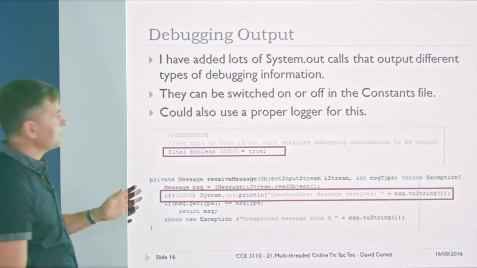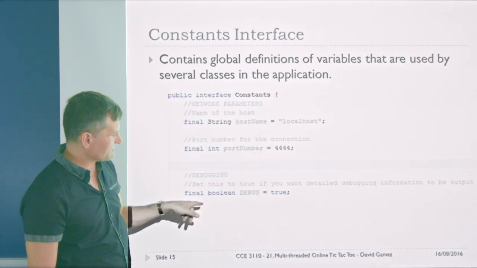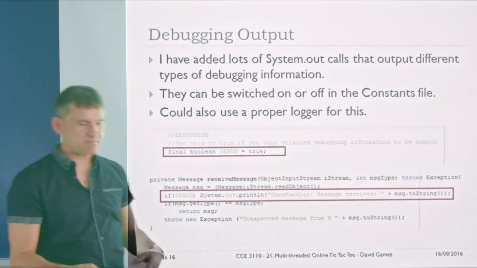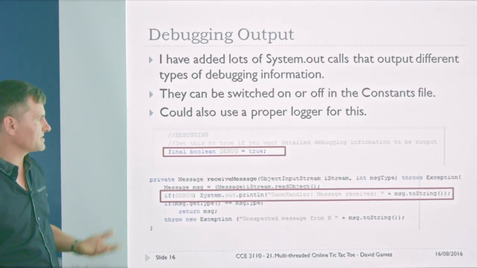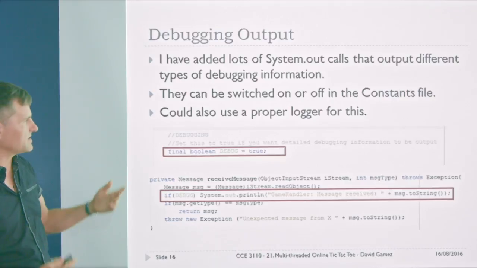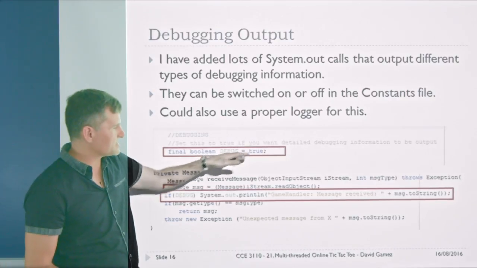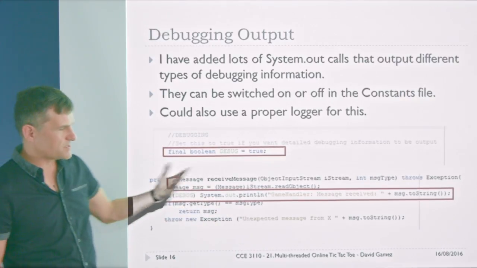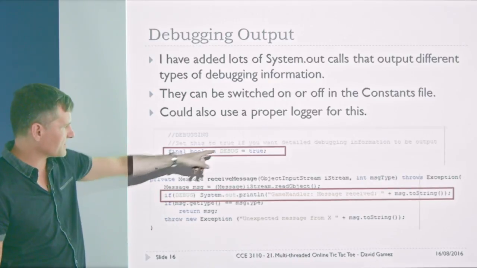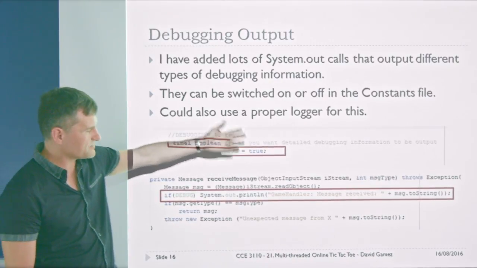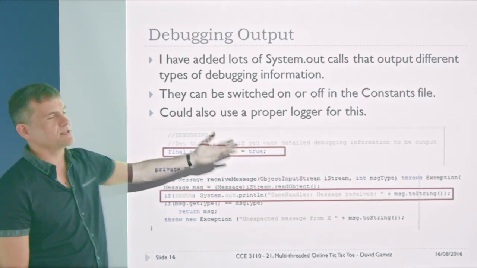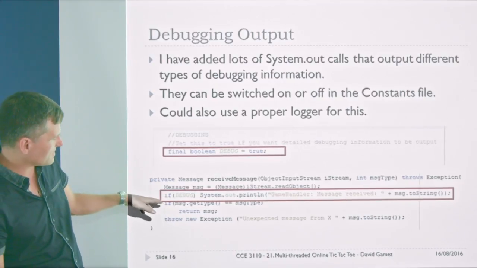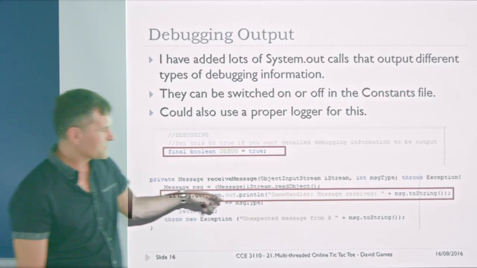So in the constants interface, I've got this final Boolean debug equals true. Because we're running multiple threads, debuggers are of limited use because things are happening simultaneously. If we step through one, heaven knows what will happen. So instead, I've got this debug variable. Whenever I want to track what's going on, I can switch it on to set the debugging output to be true, or I can set it to be false, in which case I won't get any debugging output. So whenever I put a system out call, I put if debug, system.out.println, whatever.